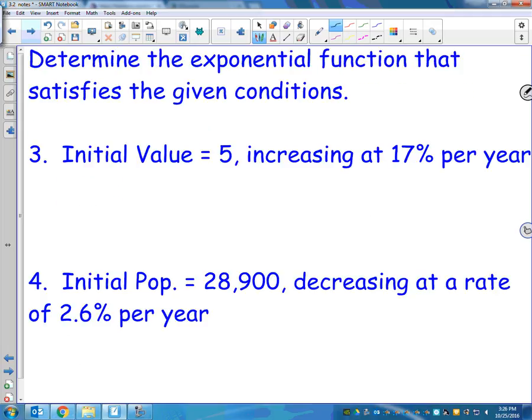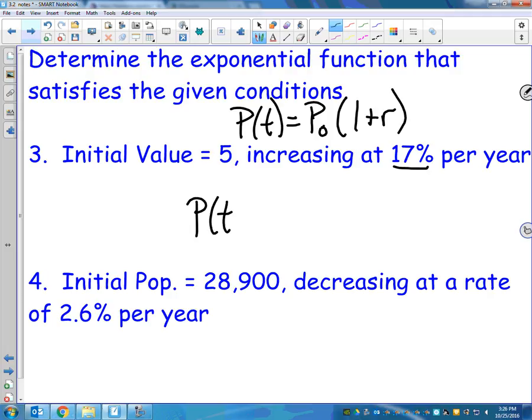The other thing I want you to be able to do is write the equation given information. So it says the initial value is 5 and it's increasing at 17% a year. So again, our formula is that initial population times 1 plus r. So you're just plugging that in here. So for number 3, our population model would be 5 times 1 plus, remember this is 17%, so that would be 0.17.